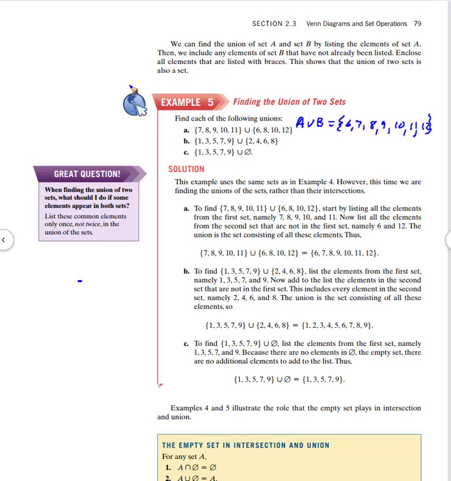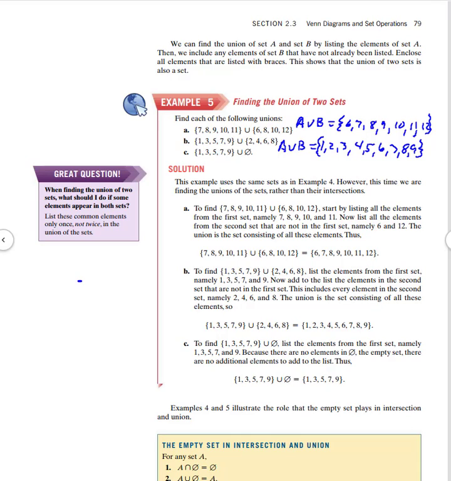Looking at B, one set has 1, 3, 5, 7, 9. The other set has 2, 4, 6, 8. There are no common things, so I could write that the union is just 1, 2, 3, 4, 5, 6, 7, 8, 9. Everything in that union is either in the first set or the second set.